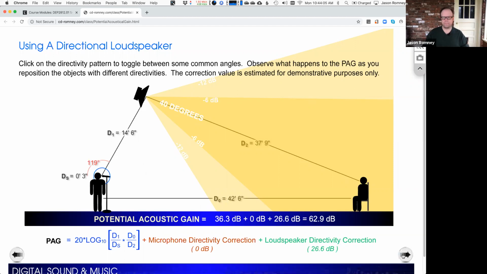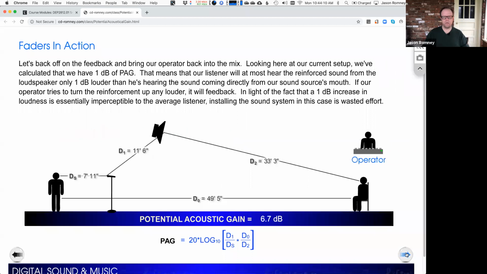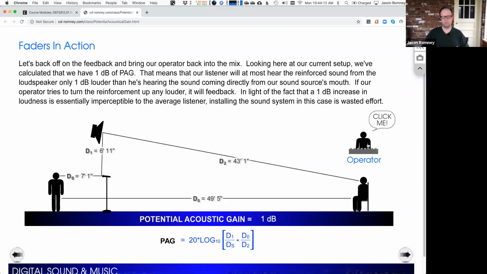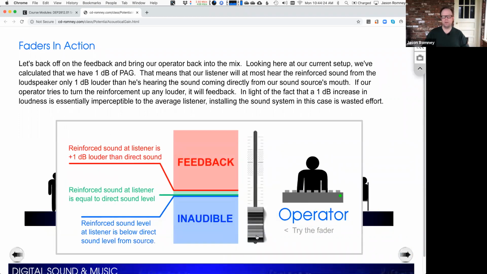All right, let's take a look at what this means. Just in case you're not quite there, let's try this out. Here's a scenario where we have only 1 dB of acoustical gain. What does that look like to you as the operator? Here you are on your fader, pushing the fader up. This blue range is the range where you haven't amplified it enough yet to even hear anything coming out of the loudspeaker. It's too quiet. The green area is where you're starting to hear something out of the loudspeaker. It's starting to make a difference.